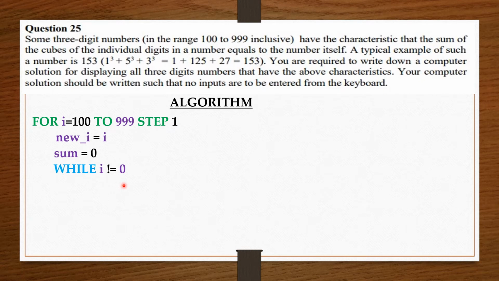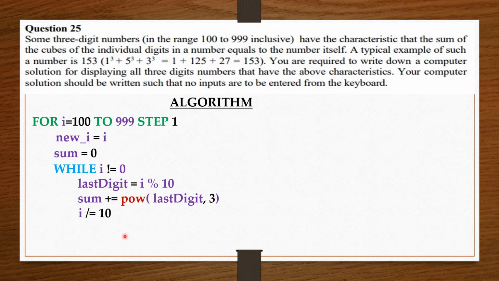That is, while 100 is not 0. The last digit in 100 equals I modulus 10. I want to take the last digit in 100, then raise it to the power of 3, then add it to sum. That is, sum plus equals power of last digit, 3. After raising the last digit to 3, I'm going to take that last digit away. So I divided equals 10. Take that last digit away and then end while.